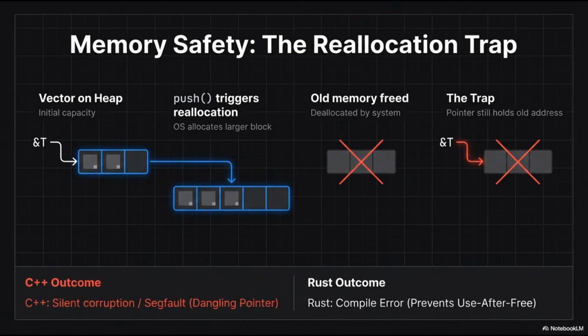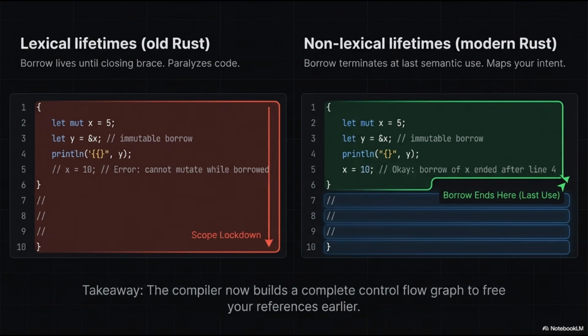incredibly annoying. Well, in the earliest days of Rust, it actually was incredibly annoying. Really? Oh, yeah. The compiler used what were called lexical lifetimes. It strictly looked at the curly braces of your scope blocks. If you borrowed a variable, that borrow lived until the closing brace, no matter what.